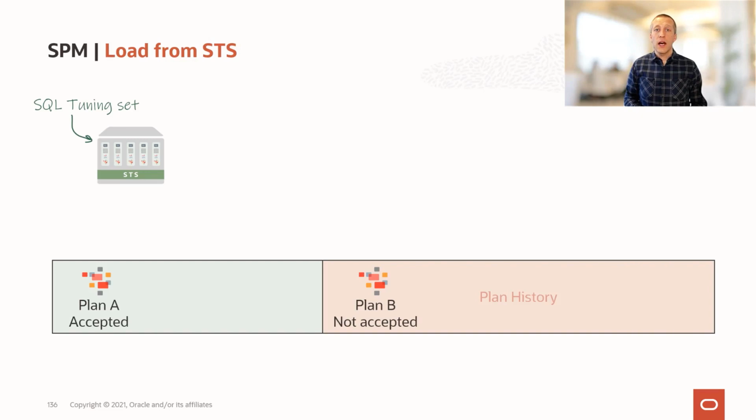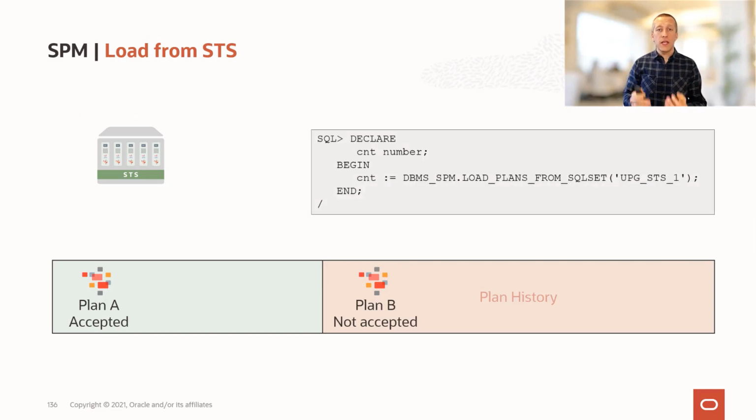Now, let's look at how we can load more plans into the SQL plan baselines. Previously, in our source database, we collected all those good plans and put them into a SQL tuning set. Now, we can take the plans from the SQL tuning set and put them into the baseline, and because they are plans that you provide, the database assumes that it's a good plan and it's automatically accepted.